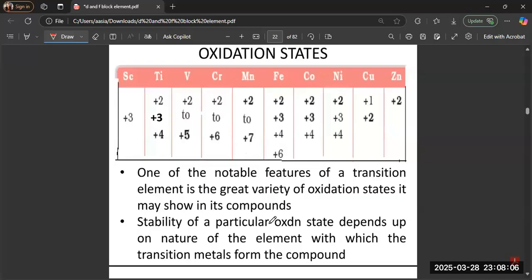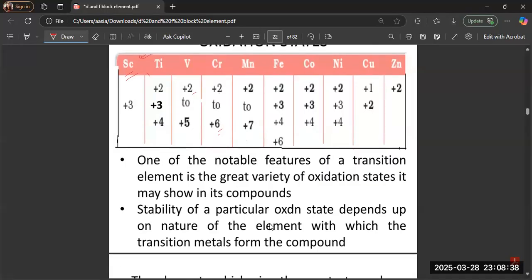Okay, now see the oxidation states of different d block elements. Scandium exists in +3 oxidation state. Titanium exists in +2, +3 as well as +4. For vanadium, it is +2 to +5. Chromium exists in +2 to +6. Likewise, these are the oxidation states of different transition elements. One of the notable features of transition elements is that they show a great variety of oxidation states in their compounds.